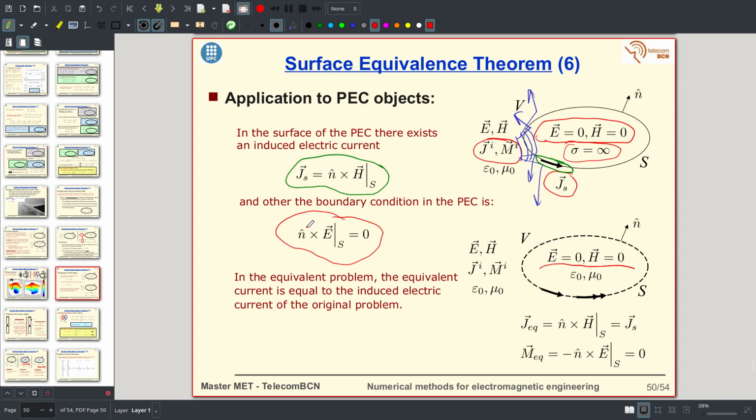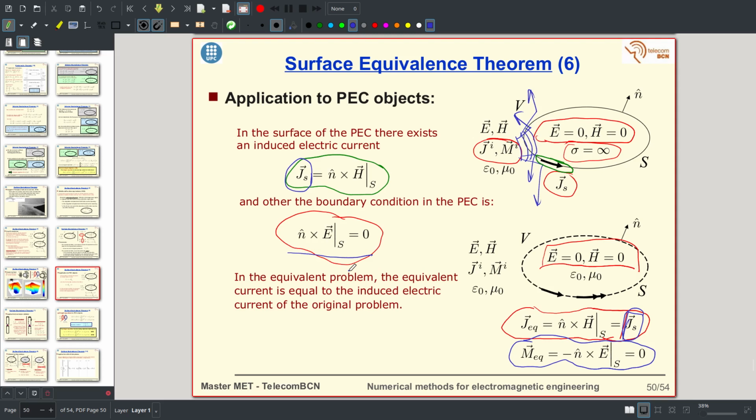Okay, now we set the equivalent problem. In the equivalent problem, we set to 0 the fields inside the object. They were already 0, but anyway, we set them to 0 in the equivalent problem. We build the equivalent currents. The equivalent electric current is equal to n cross H at the surface, and this is exactly the same as the induced current here. And then the magnetic equivalent current is minus n cross the tangent component of the electric field, which is equal to 0 due to the boundary condition at the perfectly conducting surface.